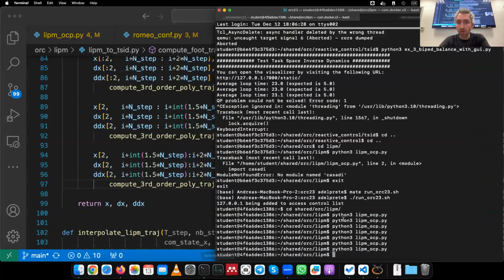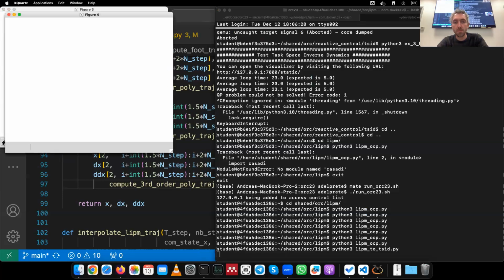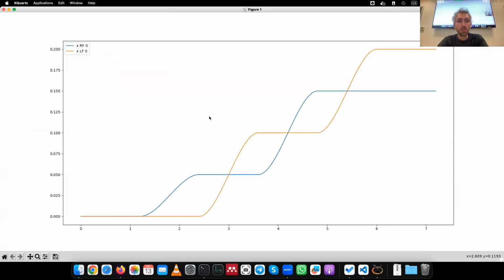So if we run this script, python3 LIPM to TSID, we can see the generated trajectories. This is the reference for the footsteps in the direction X.